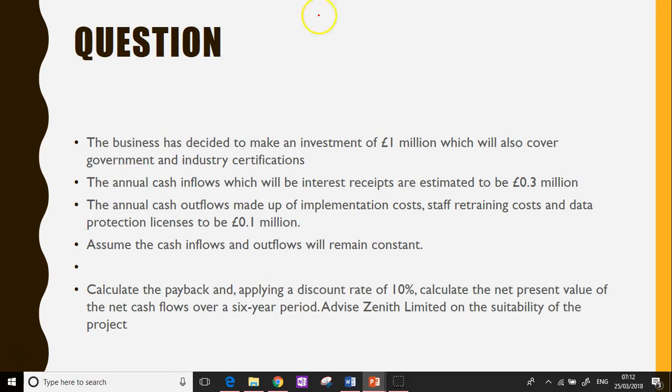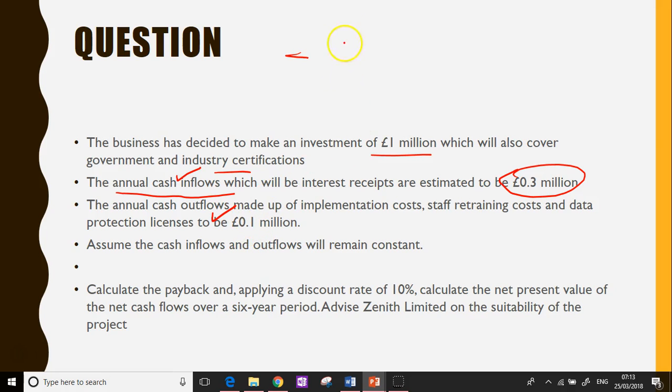It says here that the business has decided to make an investment of $1 million, which will cover government and industry certifications. They hope to receive $0.3 million every single year. This is what we looked at when I was teaching the principle. We hadn't quite finished. As well as there being inflows, there will also be outflows.